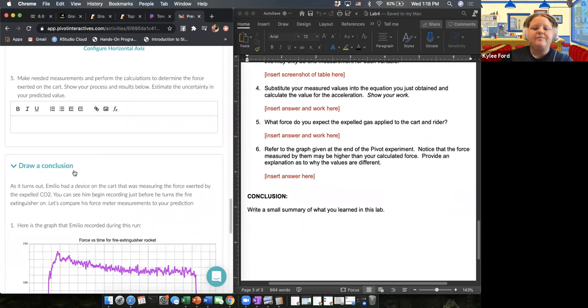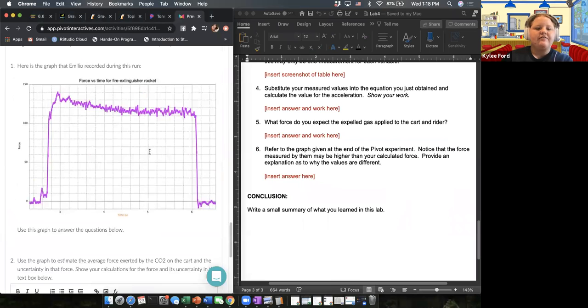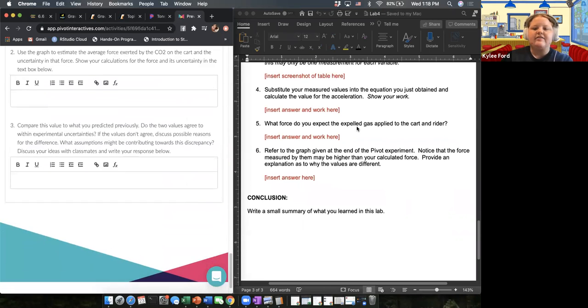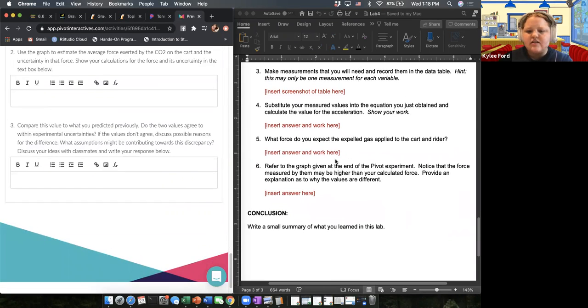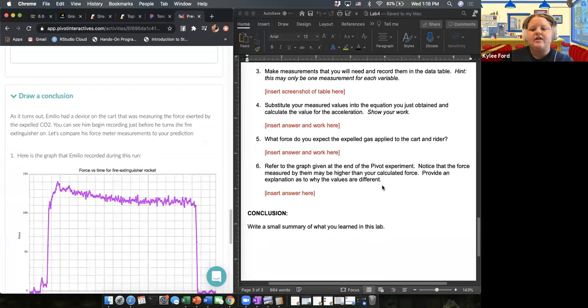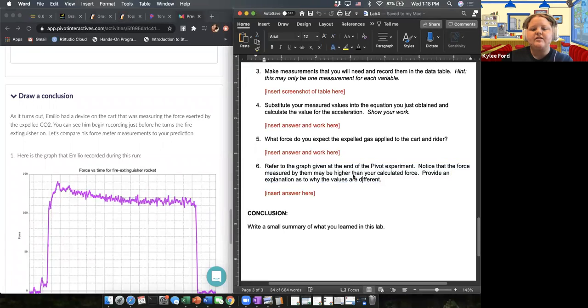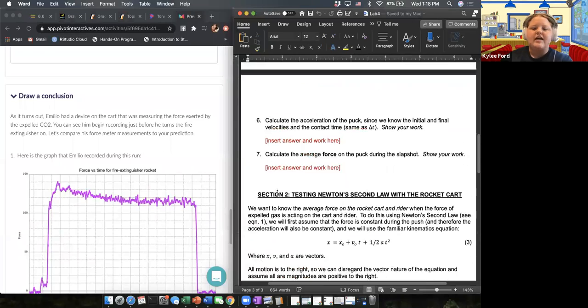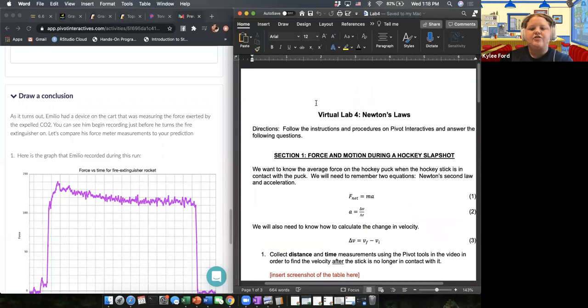And then you're going to look at another graph here. Actually, I just have 1 question and they have 3. So I just have a few questions less, I guess I should say. And then there's also a conclusion, just writing a small summary of what you learned. So again, not too difficult. The lab this time is pretty straightforward, pretty simple.